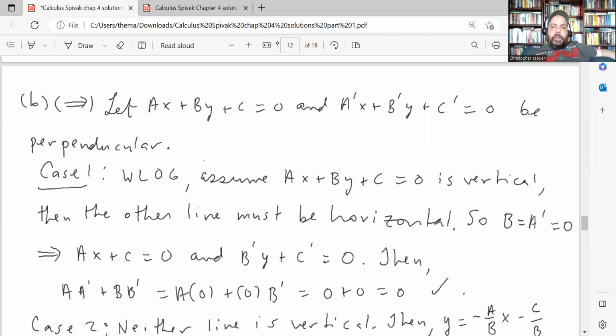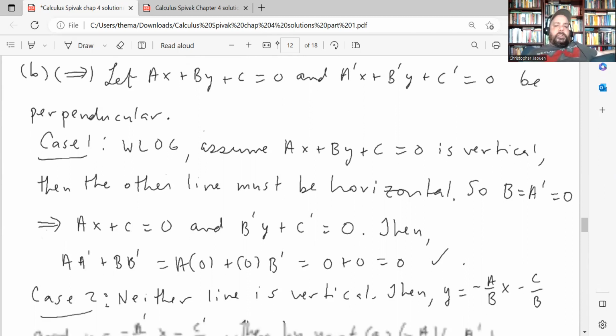All right, so doing the forward direction first, let ax plus by plus c equal 0 and a prime x plus b prime y plus c prime equals 0 be perpendicular. Without loss of generality, we can assume that the first equation gives you a line that's vertical, and then in order for the two lines to be perpendicular, that's our hypothesis, then the other line has to be horizontal, right? And for these formulas, if the first line is vertical, that means that b has to be 0, and for the second line to be horizontal, that means that a prime has to be 0.